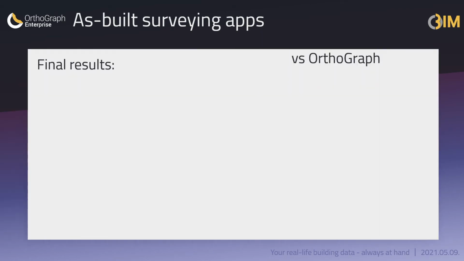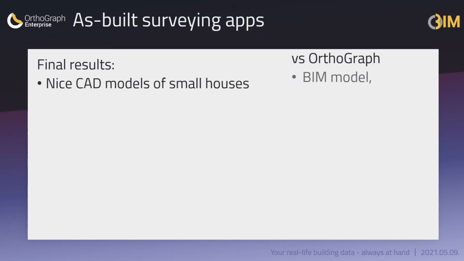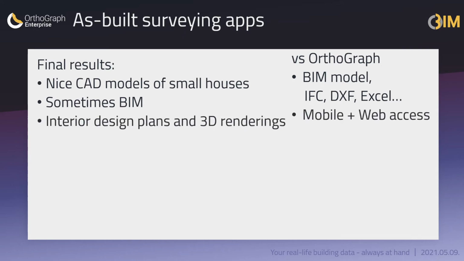What's the output of these apps? First of all, a nice CAD model, sometimes even BIM. There are many calculations that are also required for operation. For example, for a simple rental or cleaning contract, the respective surface numbers are required, which are only provided by Orthograph's Excel output. As these apps are mainly made for interior designers or families willing to move from one home to another, the key outputs are beautiful designs and 3D renderings.